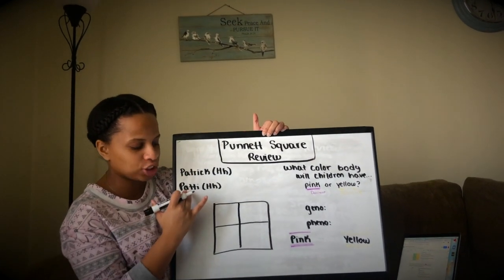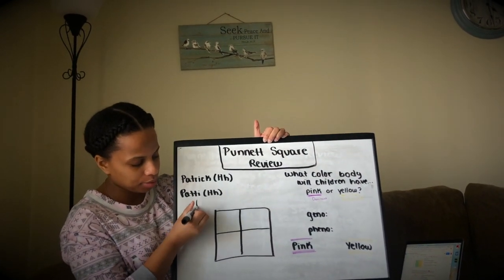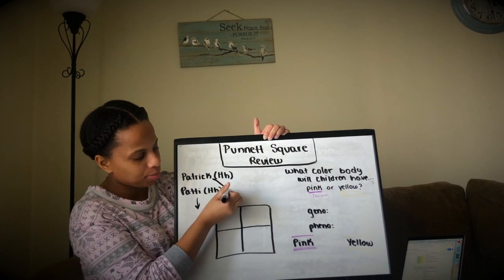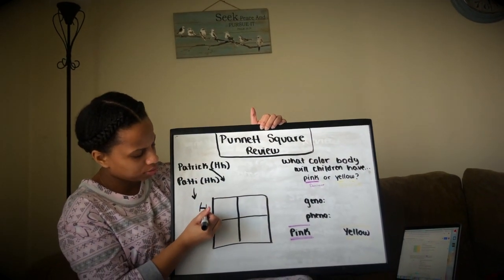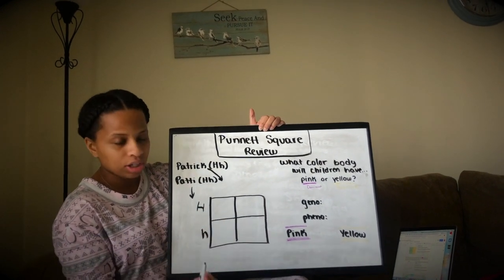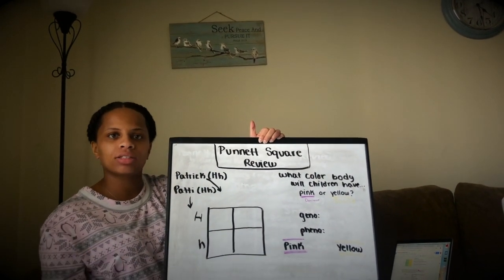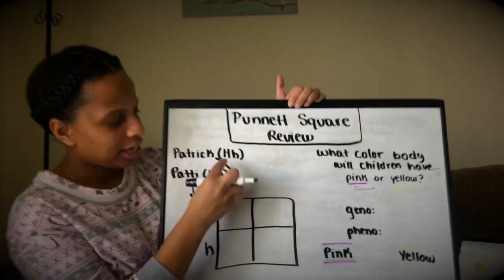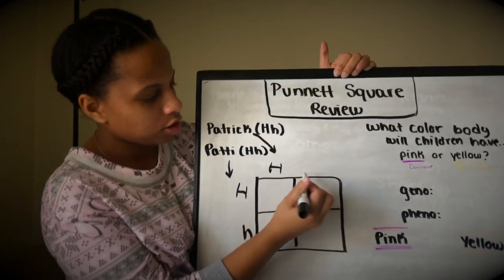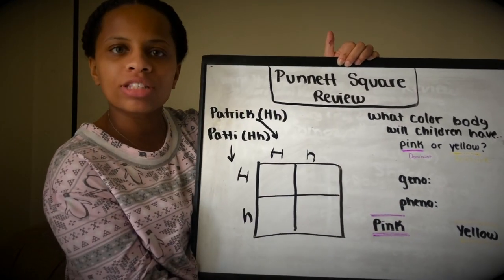Our parents are Patrick and Patty. Patty, I'm gonna put right here. Patrick, I'm gonna put right here. So, Patty, she has a capital H and a lowercase h. Heterozygous or homozygous? Heterozygous. Now, Patrick, capital H, lowercase h. Heterozygous or homozygous?